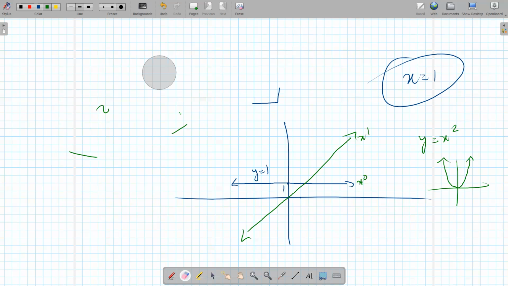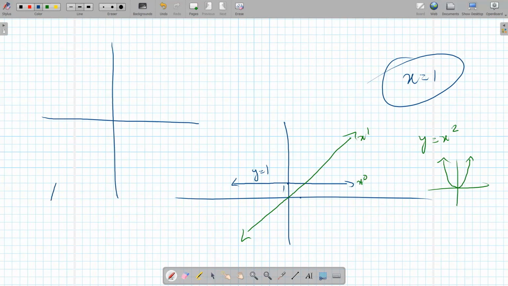It's gonna look like this, okay? And the pattern is gonna follow. It's gonna start down here, go through the origin, and then it comes back up like that. This is x^3. This is the weird shape, okay?